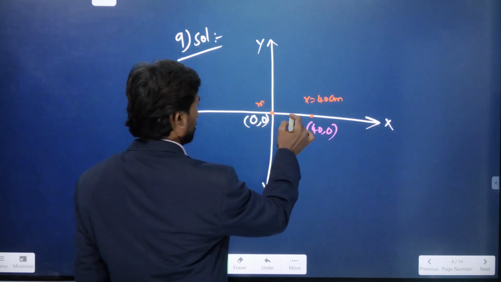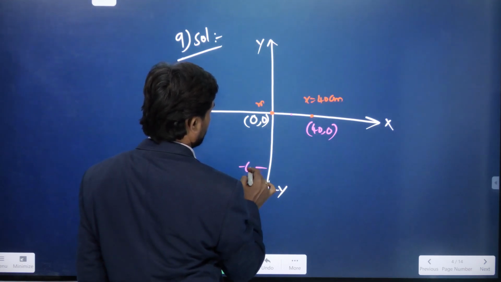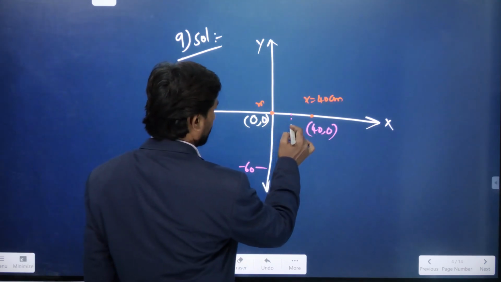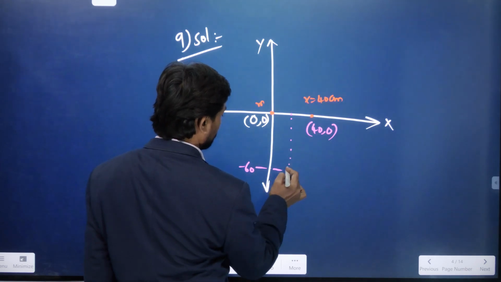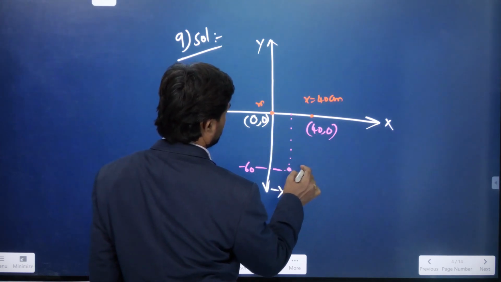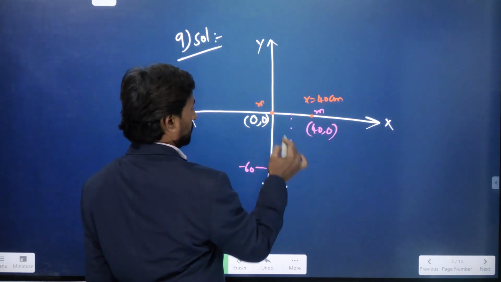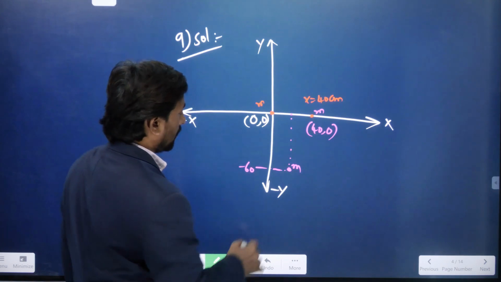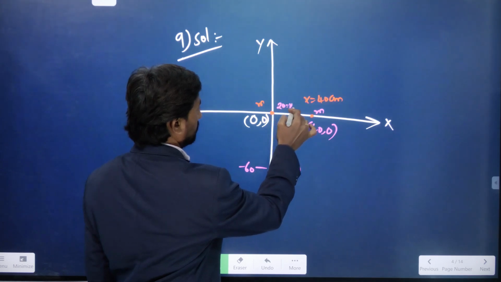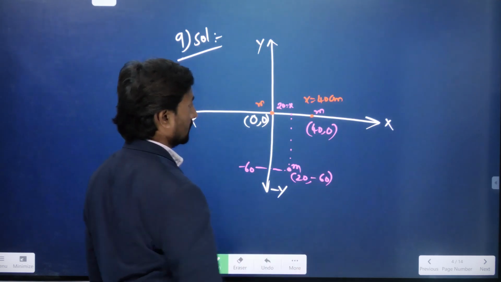X is equal to 20 centimeters and y is equal to minus 60 centimeters. If you draw a point like this, we will get a point here. These are equal pieces, and the mass of this is m, and the mass of this is also m. The coordinates of this are x equal to 20 centimeters from here to here, so we can write (20, -60) centimeters.